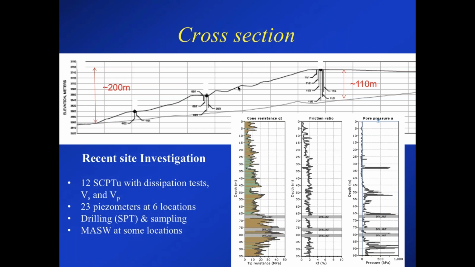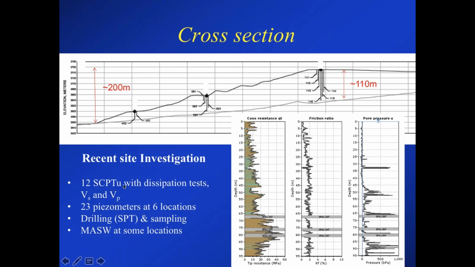You can see the maximum height is about 200 meters, and so the maximum thickness, the natural ground slopes up in the valley, so the thickness is about 110 meters and the total height's about 200 meters. I'm just going to talk about a recent site investigation at this site.